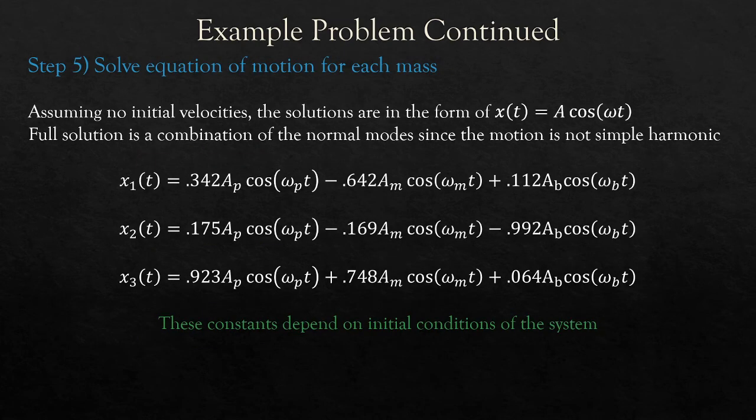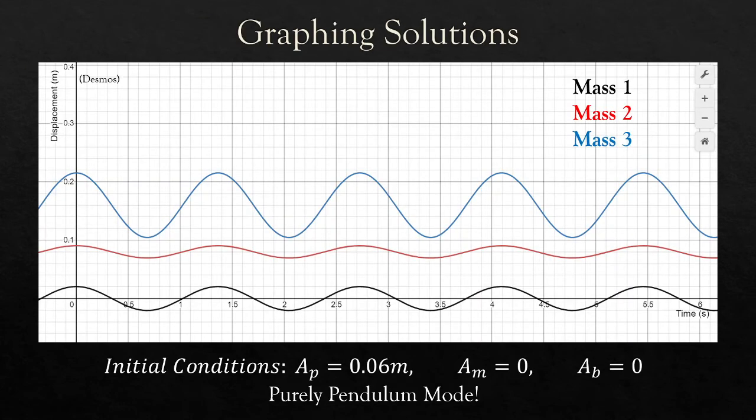So now we are going to solve the equation of motion by using the simple harmonic solution for each normal mode. However, the full solution is a combination of the normal modes. As you can see here, it's much more complicated. Here we have constants that are dependent on the initial positions of the system, since we are assuming no initial velocities. So I graphed these solutions using Desmos.